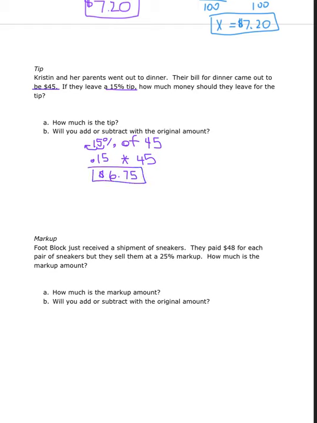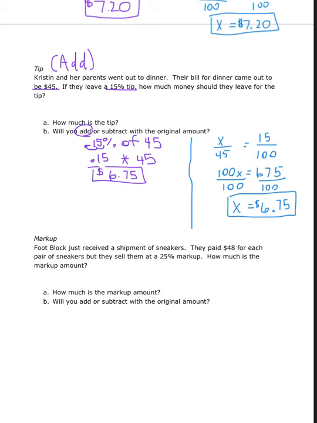So will you add or subtract with the original? Well, tip is the additional money you leave for the server after you have a meal. Therefore, you are going to add. So let me write that little note up here as well. For tip, we're going to add. Now, as you can see, I did set this problem up as a proportion for those of you that like the proportion, so you can check yourself if that's how you would like to set it up.